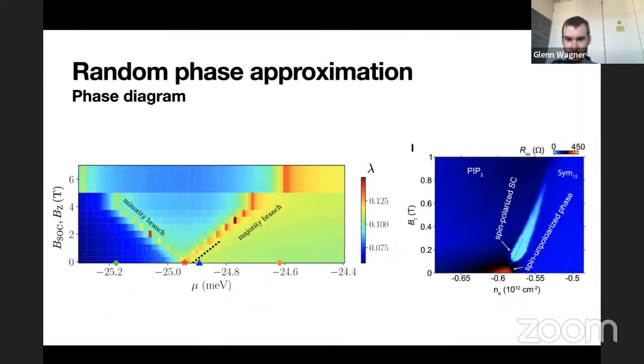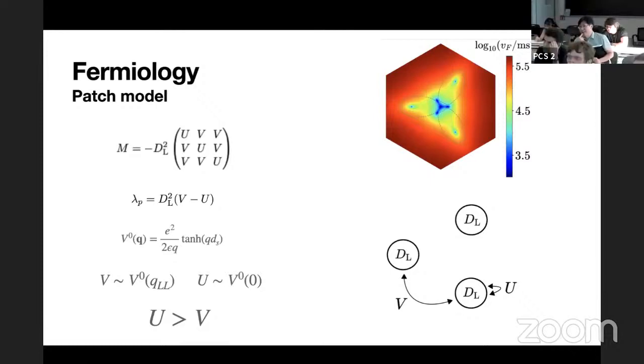Right, so let me go back. The U is the interaction within a patch, and the V is the interaction between the patches. In the most approximate calculation, we just say the Coulomb interaction is roughly 1 over Q, and the Q between patches is some number that we can extract from the band structure. The Q within a patch is much smaller, and this is why U is much larger than V, for the bare Coulomb interaction before we do the screening. So it's just related to the momentum.